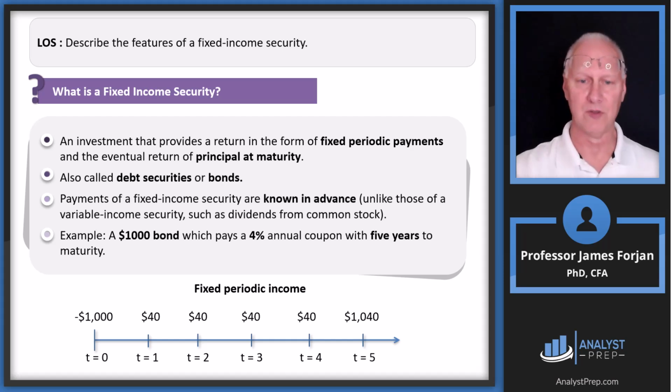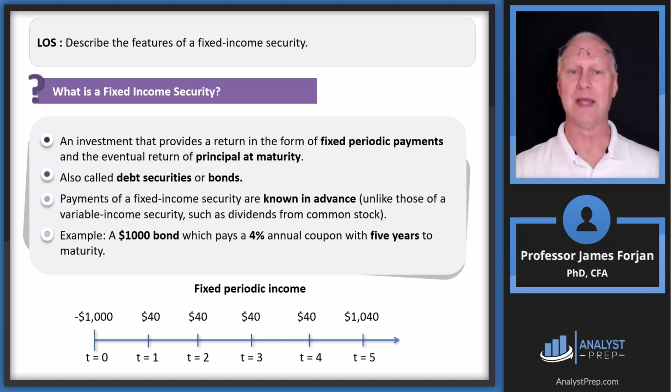So let's do this. Let's do the 40, right? Let's do 40 and hit PMT. And that's our coupon payment. That's the ordinary annuity. Let's hit 1,000 and let's hit future value. And let's do 5 is N. And then we need an I in here.